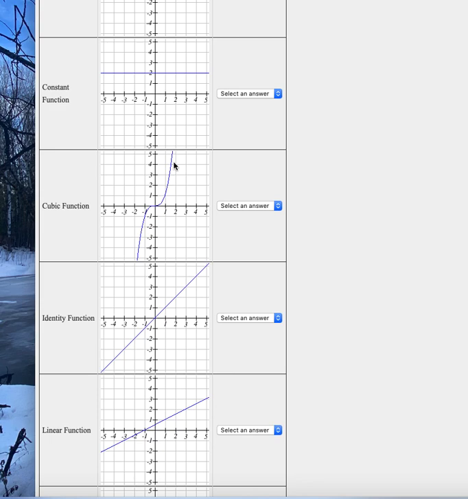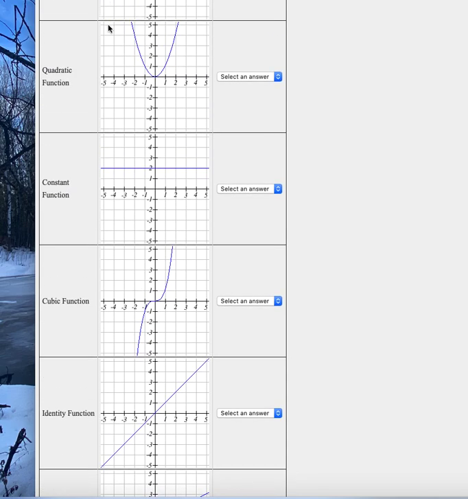For this one, I think it's much easier to look at the points and see if it's an odd function. For an odd function, if it has the point (1, 1), it will have the exact opposite, (-1, -1). This one would have (2, 8). When x is -2, you get the opposite, -8. The identity function is another example of an odd function. This has (3, 3), so it's also going to have (-3, -3).